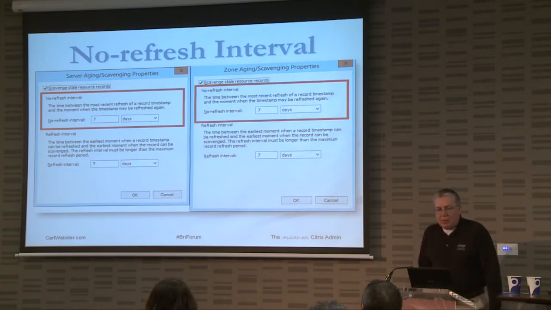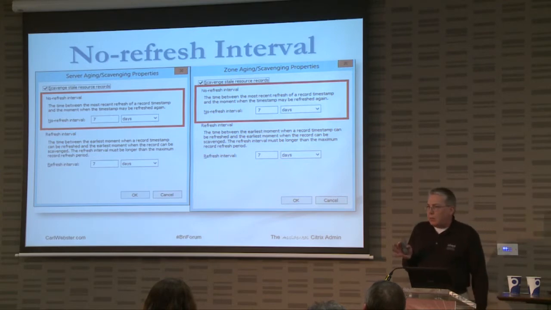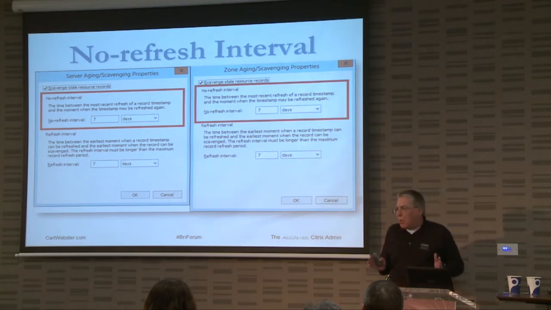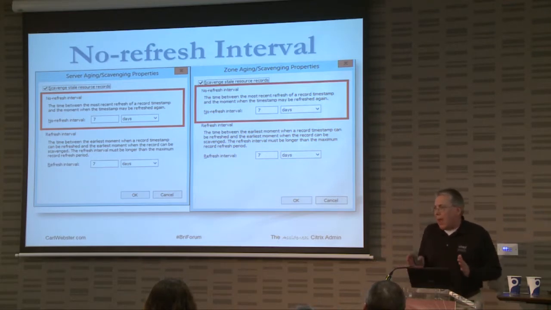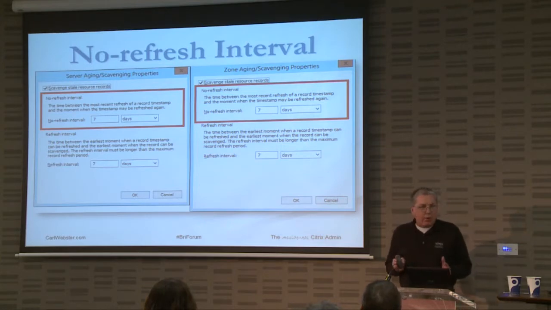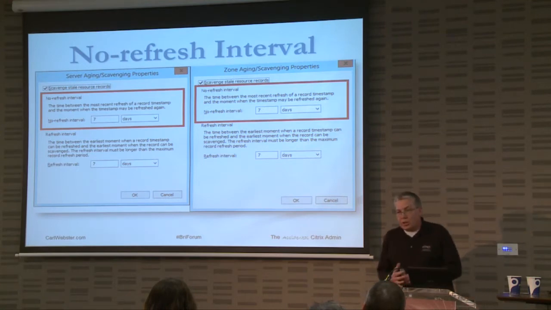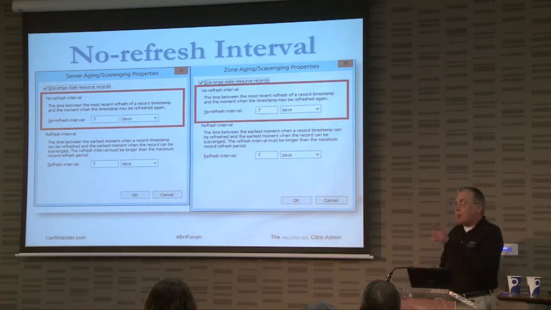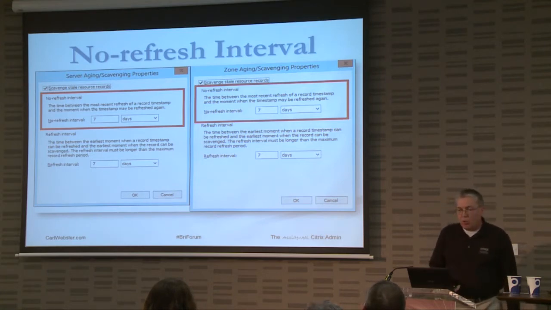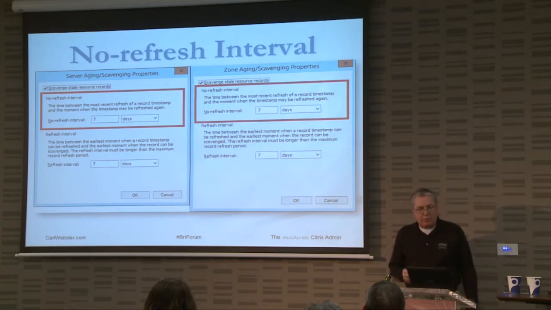Now, the next thing we're going to look at, no refresh interval. In DNS, records are continually refreshed. And to keep replication traffic down to a minimum and the number of writes to the Active Directory database to a minimum, DNS says, I'm going to accept no refreshes for 7 days. You can just talk to the hand. Updates will be accepted, and I'll explain the difference in just a little bit, but no refreshes will be accepted for the default of 7 days.